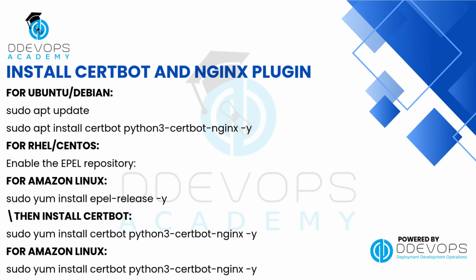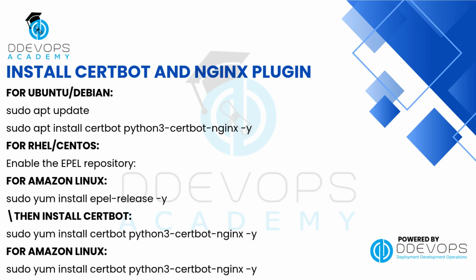RHEL, CentOS: epel-release. Enables the Extra Packages for Enterprise Linux repository. Yum install. Installs Certbot and the NGINX plugin. Amazon Linux. Same steps as RHEL, CentOS. Amazon Linux is based on CentOS, so the process is identical.